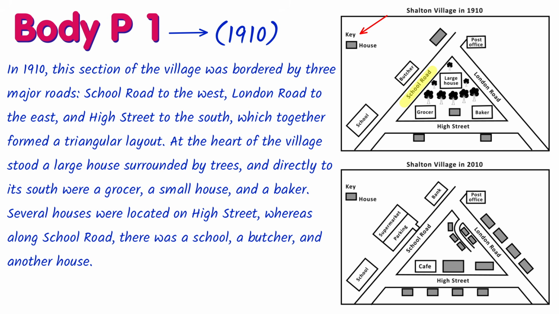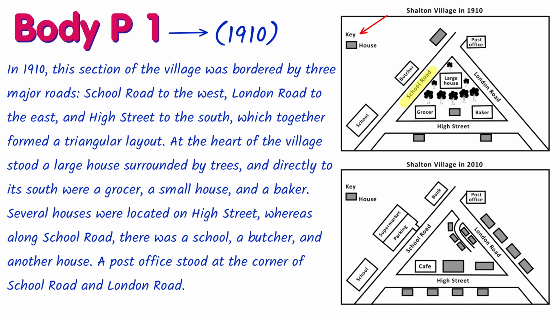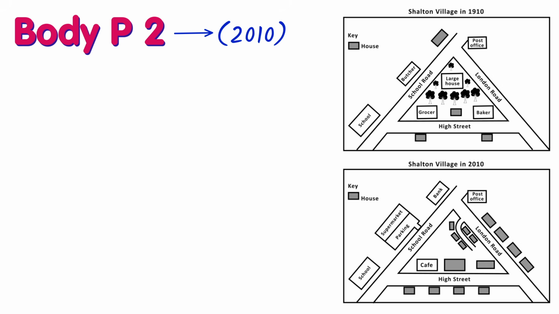This is the last sentence that we have to write about this part. A post office stood at the corner of School Road and London Road. Now, in our next paragraph, we should talk about 2010. And as you can see, the most significant change was the disappearance of this large house, all right? And on this green space, some residential areas are actually built.